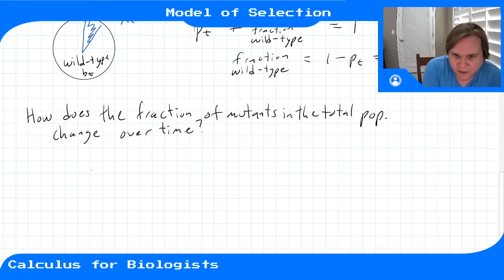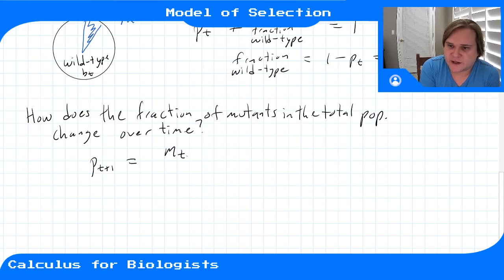Right, so if I write down my expression, P at time t plus 1, P is the fraction of mutants at time t plus 1. Well, by the definition of the fraction, that's M at time t plus 1, the mutants, divided by the total number, M at t plus 1 plus B at t plus 1. The total number is the number of mutants plus the number of wild types at time t plus 1.